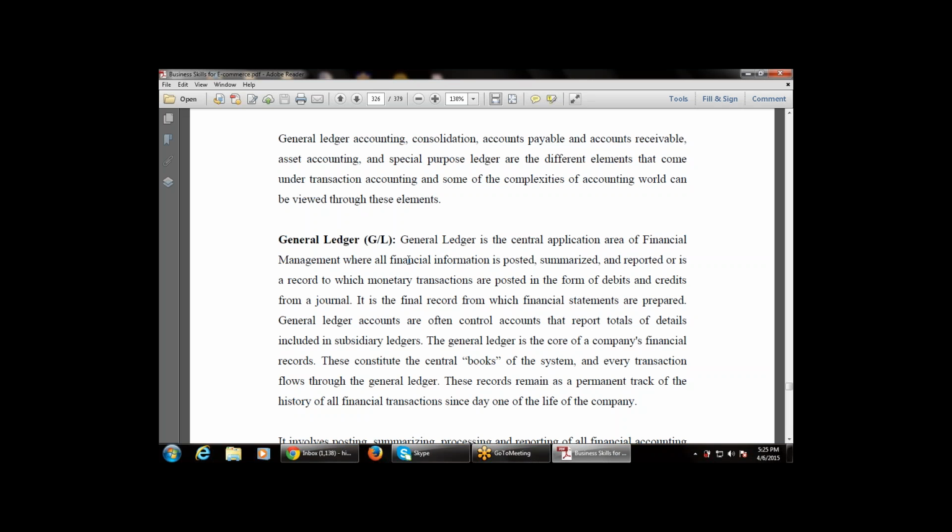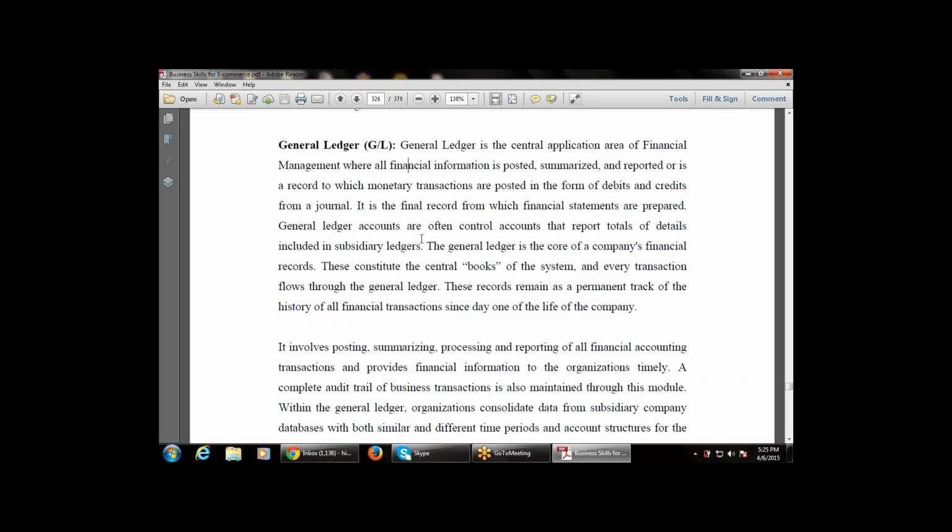The general ledger is the core of a company's financial record. Core means the base of the company's financial record, from which we can make financial statements like the profit and loss account, balance sheet, and so on. These records remain a permanent track of the financial information. Permanent track means full control of the financial information.